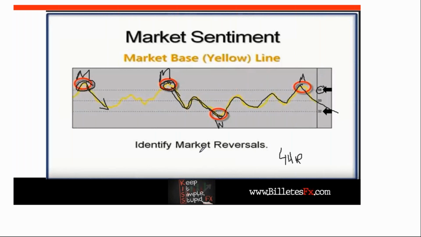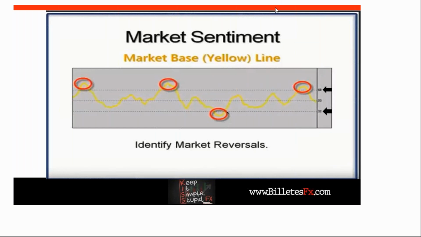So side note, the best trades is when the market baseline is up here in these zones on the 4-hour time frame. Okay, I'll show you some examples right now. Just follow along. We're almost done here. We'll go through and hit the charts.